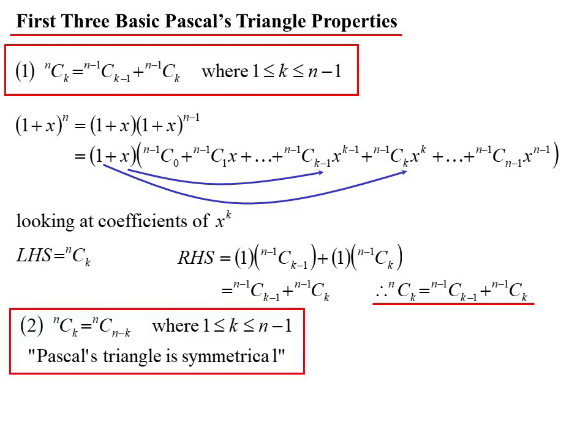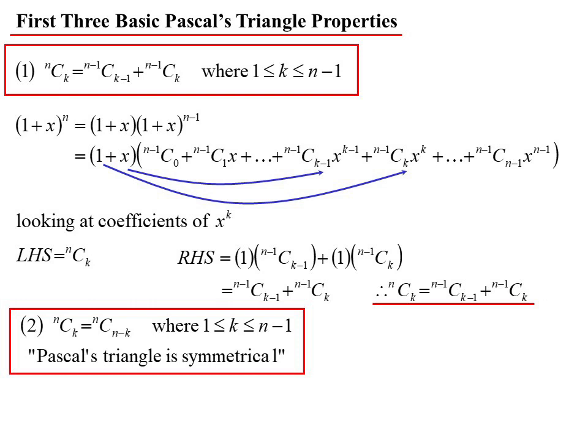The second one's a lot simpler. It's basically saying the triangle's symmetrical. So nCk will always be nC(n-k). So in other words, the first one will always be the same as the last one. The second one will always be the same as the second last one. The third one will always be the same as the third last one, and so on and so on.